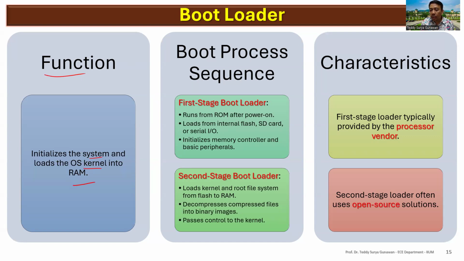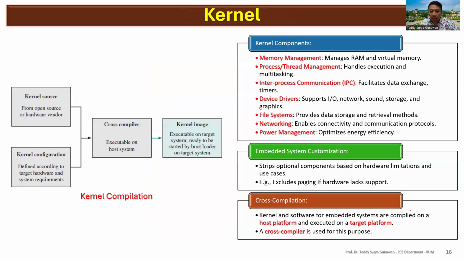We have a two-stage bootloader. The first one runs from ROM, loading from internal flash, SD card, and serial I/O. The second one loads the kernel and root file system from flash to RAM, decompresses the file into a binary image and passes control to the kernel. The first stage loader is normally provided by the processor vendor, or the one that developed the microcontroller. The second stage loader often uses an open source solution, which is normally embedded Linux.